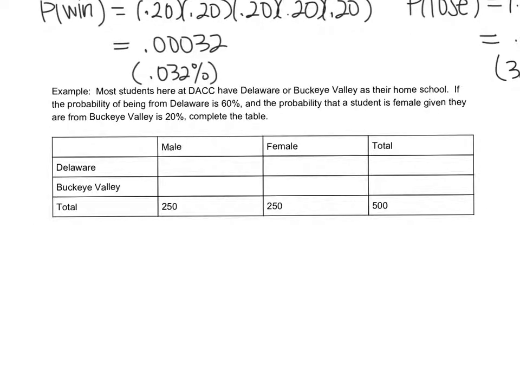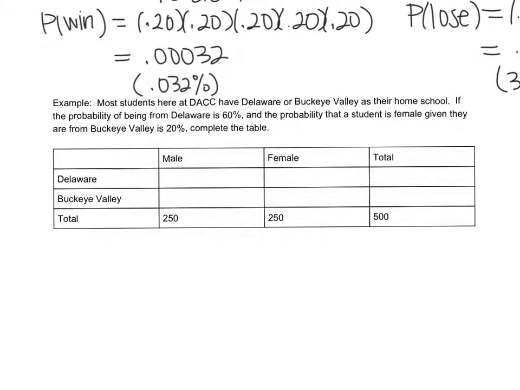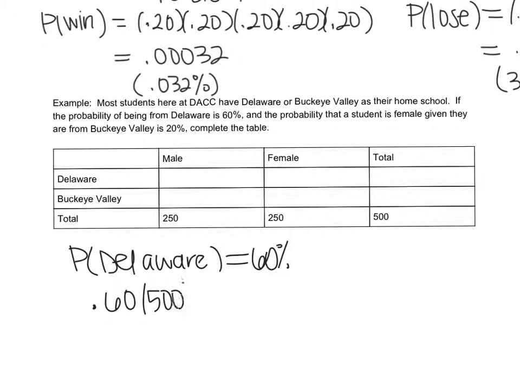So last, we're going to take a look at a table example. So most students here at DACC have Delaware or Buckeye Valley as their home school. If the probability of being from Delaware is 60% and the probability that a student is female, given they are from Buckeye Valley, is 20%, we want to complete our table. So the first thing we're going to use is the fact that the probability that a student is from Delaware is 60%. So because we have a total of 500 students, we know that 60% of our 500 has to equal the number of students from Delaware. So when I do 0.60 times 500, we get 300.